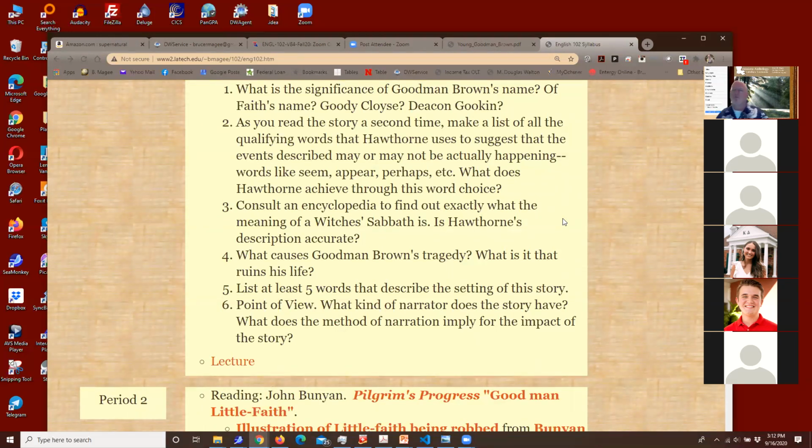If the central problem of the witch trials was this epistemology, how do I know that my neighbors are real Christians? Hawthorne wants to make that our problem as well. So he makes this a very hard story to figure out exactly what's going on, because the narrator leaves all these question marks.